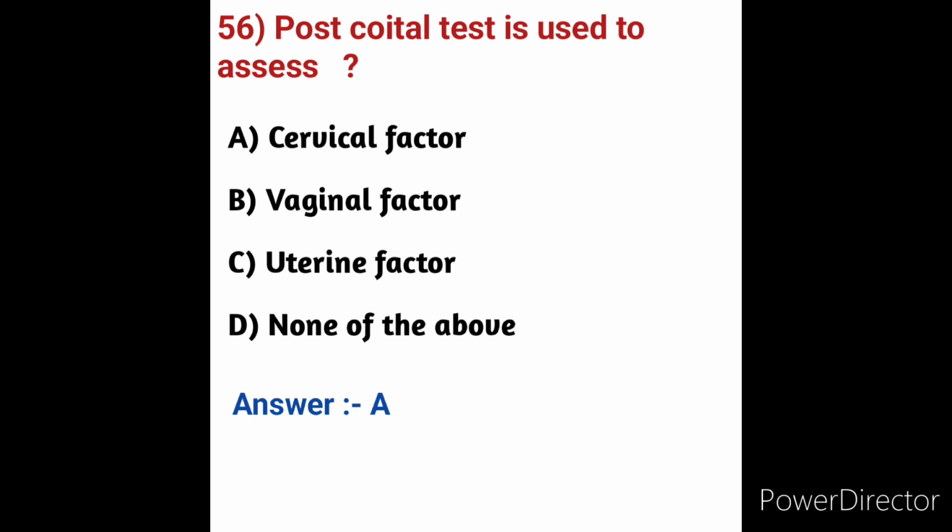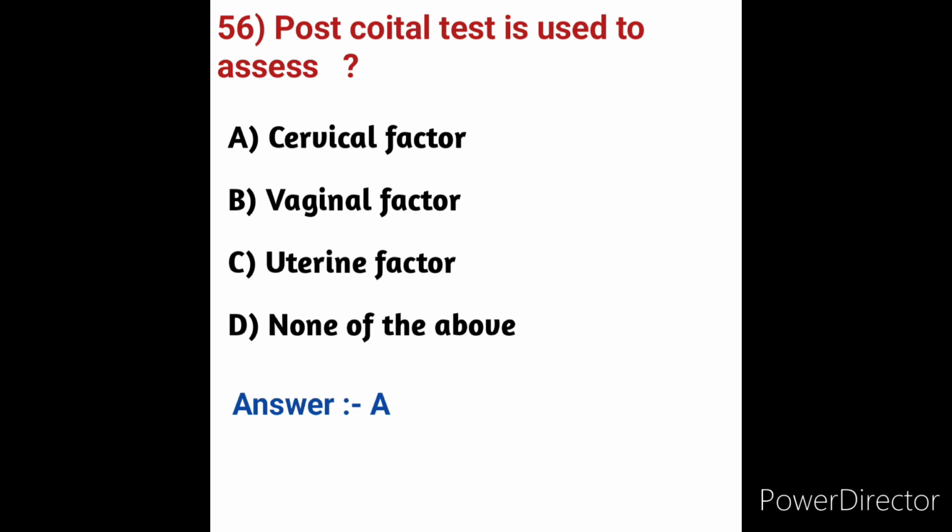Post-coital test. What is the post-coital test? The post-coital test determines the adequacy of sperm and receptivity of cervical mucus. It is the only test which evaluates the interaction between sperm and female genital tract fluid. Okay friends, it is one and only test to evaluate the interaction between the sperm and female genital tract fluid.